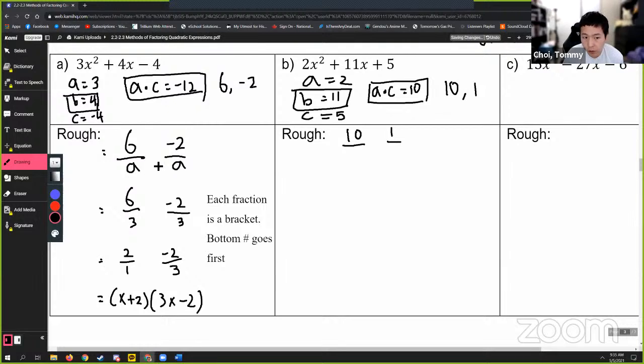So instead of writing this first part, you can just skip over it and quickly divide by the A value here. Simplify the fraction. 10 over 2 can be simplified to 5 over 1. And then write the two brackets. X plus 5, 2x plus 1. And you're done.